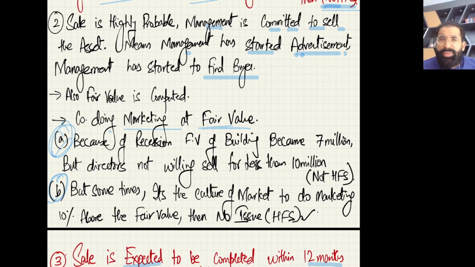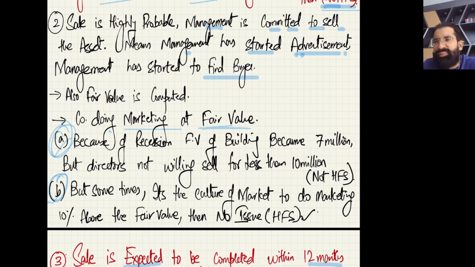Because of recession, let me explain in my own words. Let us say it was a past paper that a company planned to sell a building. And the company was saying that we really want to sell it for $10 million. We can only sell it for $10 million. But suddenly a recession came, and in recession, the property prices go down. So the real fair value of the property came down to 7 million, but the directors were very strict. Director said we will only sell it for $10 million. So now it's not held for sale.